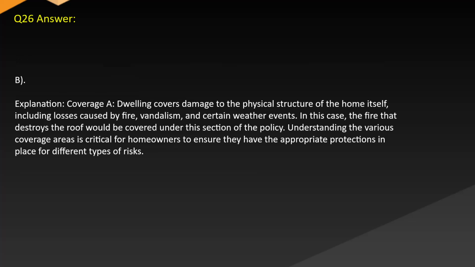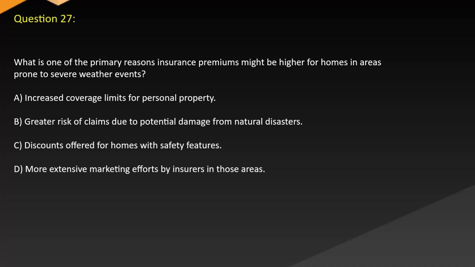Answer. B. Explanation. Coverage A, Dwelling, covers damage to the physical structure of the home itself, including losses caused by fire, vandalism, and certain weather events. In this case, the fire that destroys the roof would be covered under this section of the policy. Understanding the various coverage areas is critical for homeowners to ensure they have the appropriate protections in place for different types of risks.